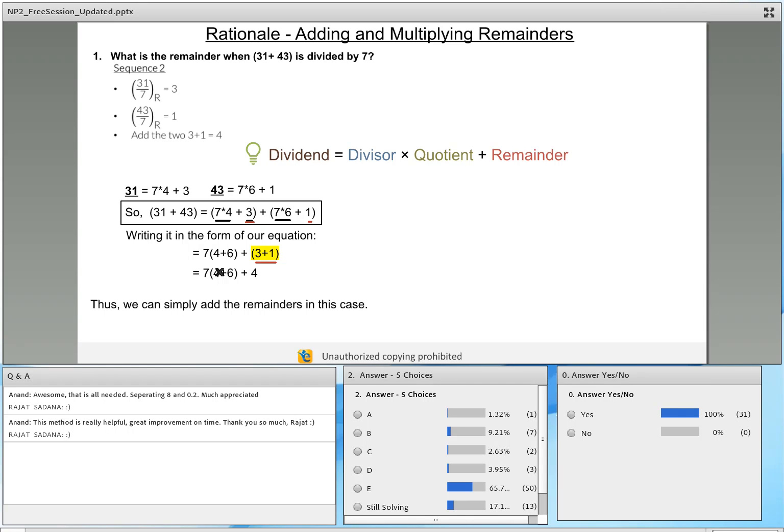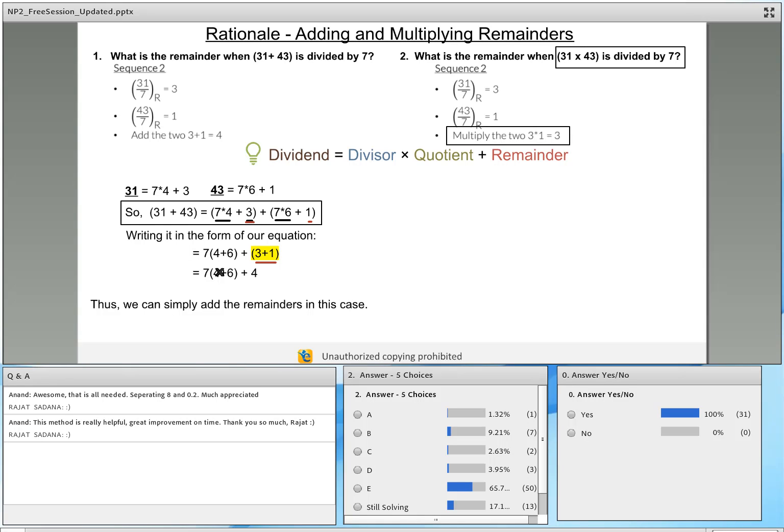All right, so this was the addition part. Let's move on to the multiplication part now. And let's see, why does this part work? That you can multiply the individual remainders to get the overall remainder. Again, we're going to take the same example, 31 multiplied by 43 divided by 7. We want to find the remainder for this expression overall.